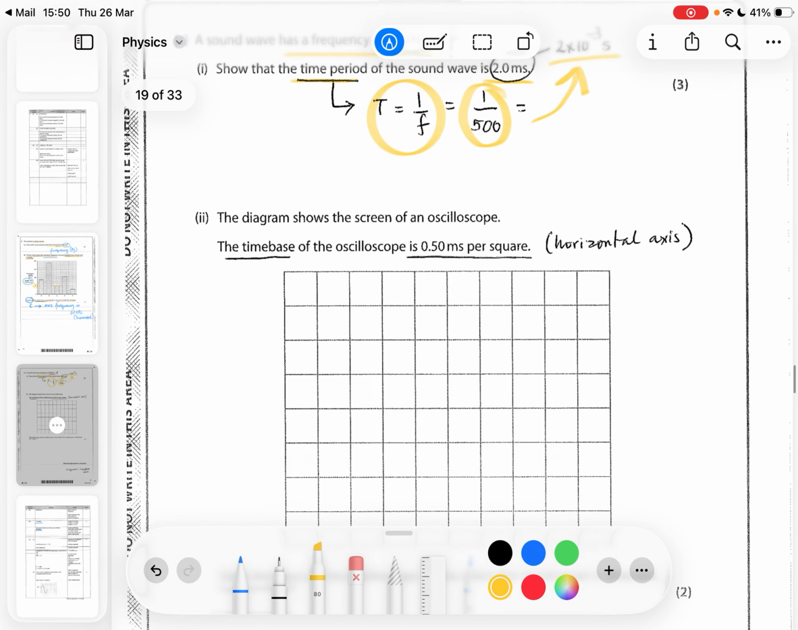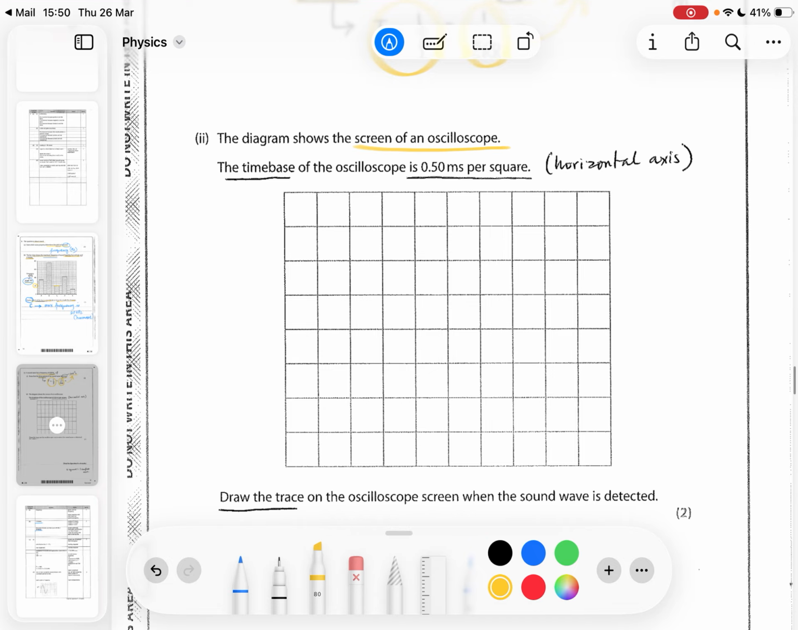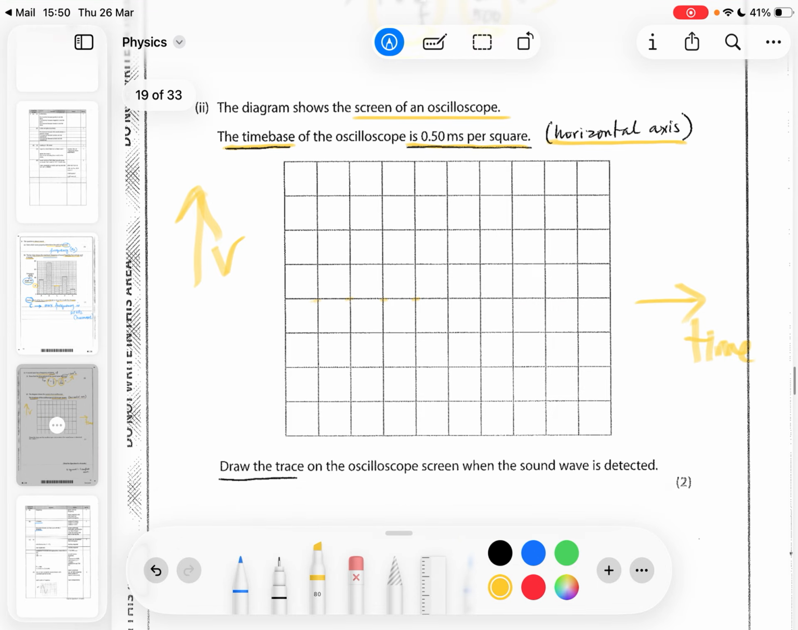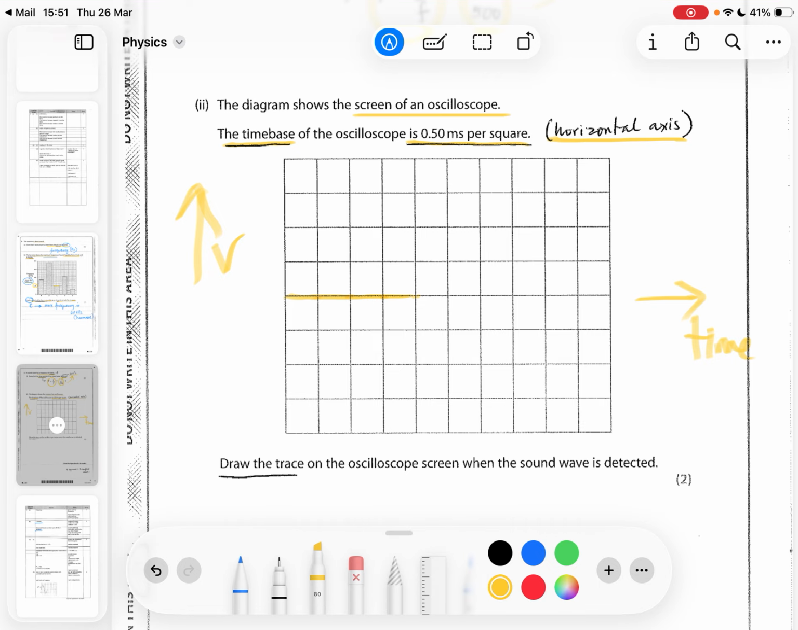The diagram shows the screen of an oscilloscope, and an oscilloscope is measuring voltage up here and time across. The time is set to 0.5 milliseconds per square. So that's the horizontal axis. Each of these squares is 0.5 milliseconds: 0.5, 1 millisecond, 1.5, 2 milliseconds. And remember, the period of the wave was 2 milliseconds. That means 4 squares will be 2 milliseconds on the center line.